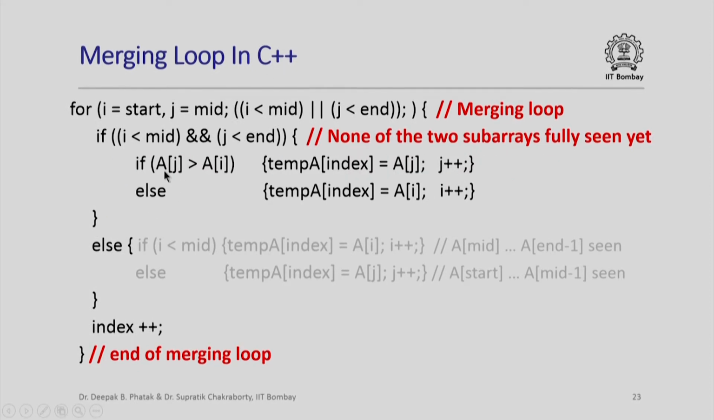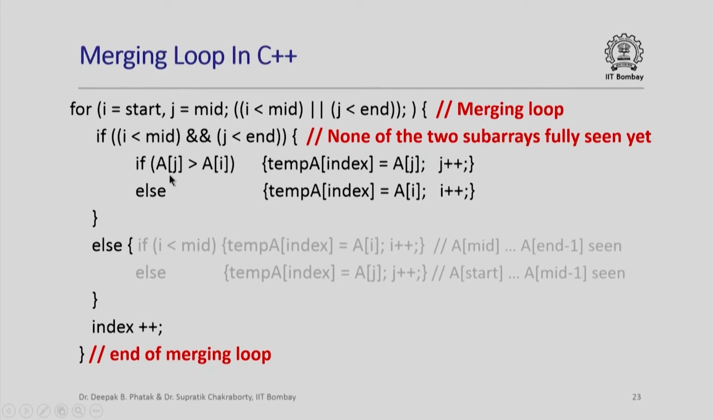We basically check if aj is greater than ai. If so, then I am going to copy aj into temp A index. Recall that we are trying to sort the array in decreasing order. So whichever one is greater, I will copy that into temp A at the current position index. And because I have copied aj to temp A index, I must increment j.